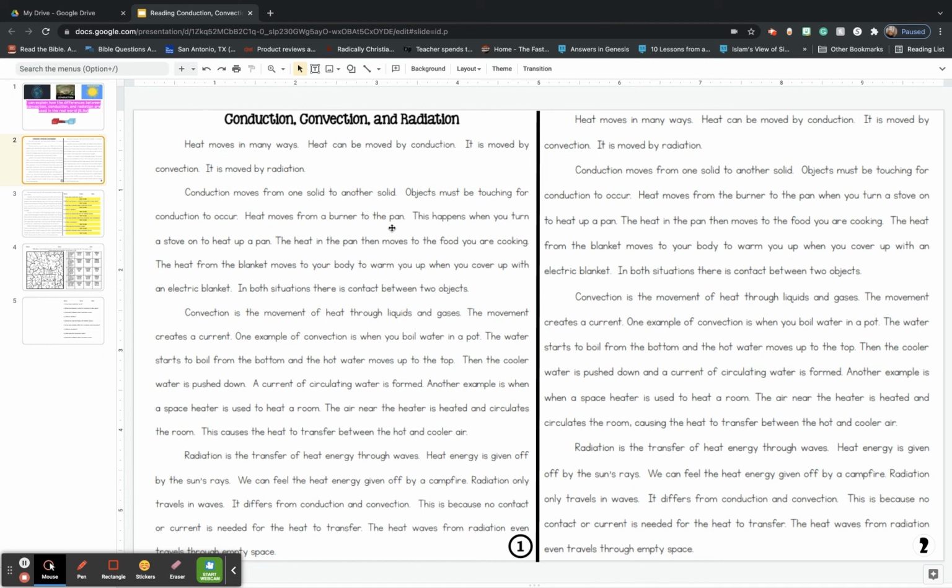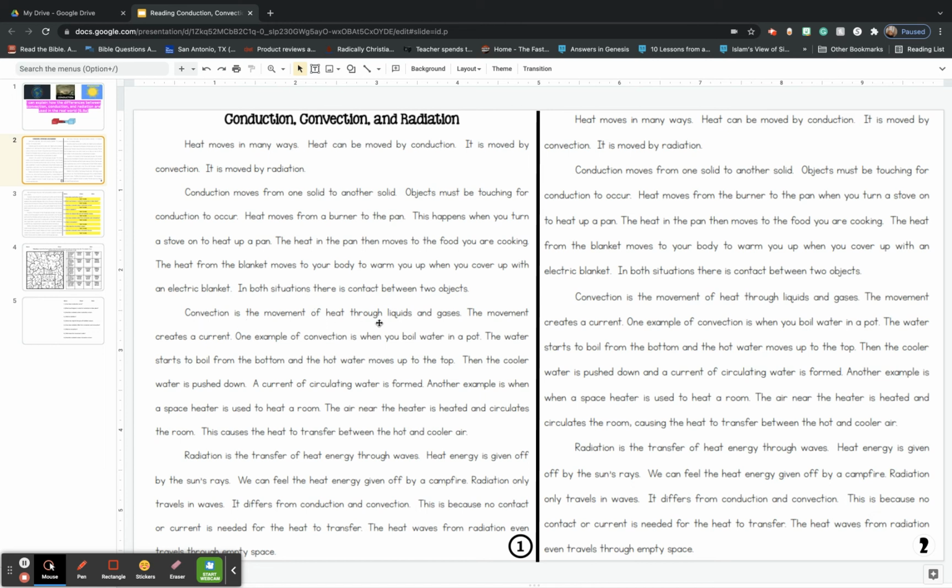Heat moves from a burner to the pan. This happens when you turn a stove on to heat up a pan. The heat in the pan then moves to the food you are cooking. The heat from the blanket moves to your body to warm you up when you cover up with an electric blanket. In both situations, there is contact between 2 objects. They're physically touching. That's what makes it conduction.